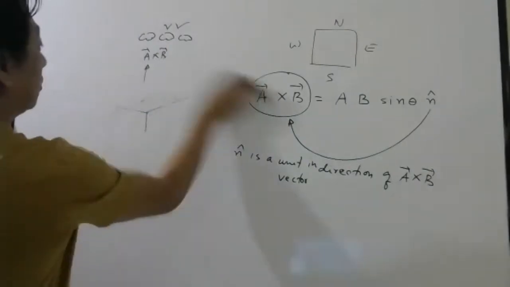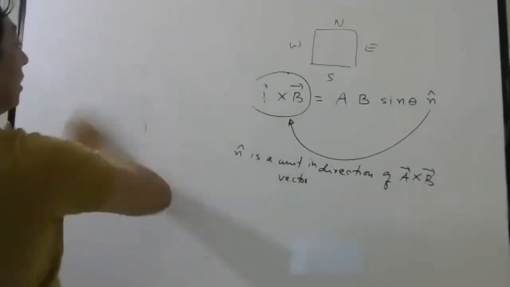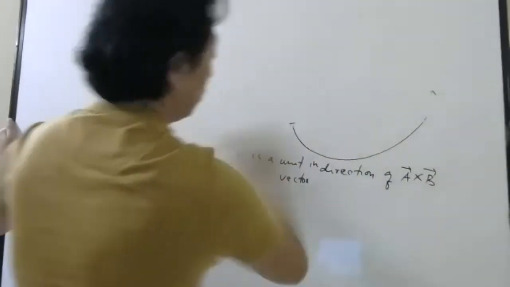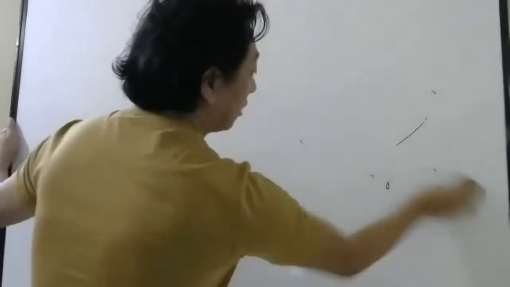Okay. So last class, if you remember, I told you we will find the cross product of unit vectors today. Just like we found the dot product of unit vectors, today we will find the cross product of unit vectors.